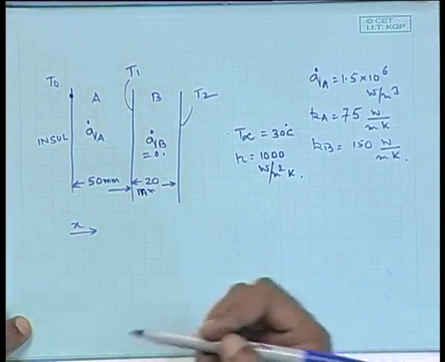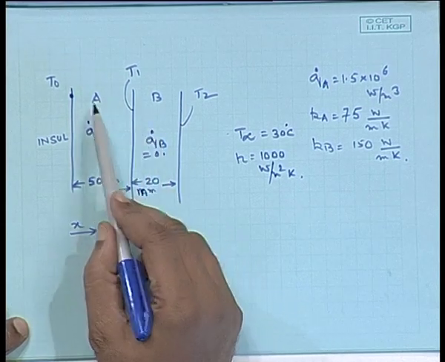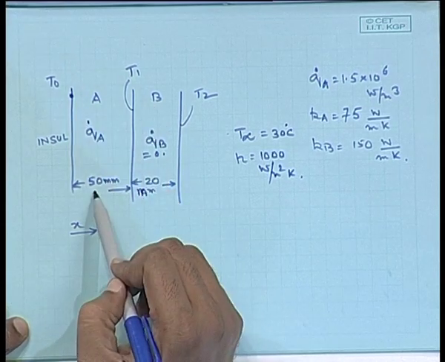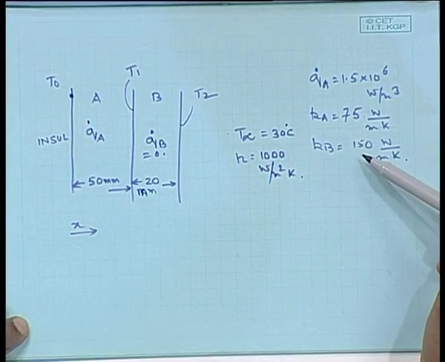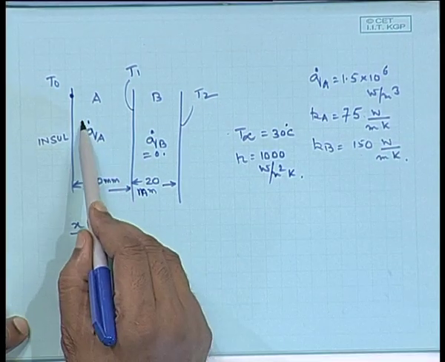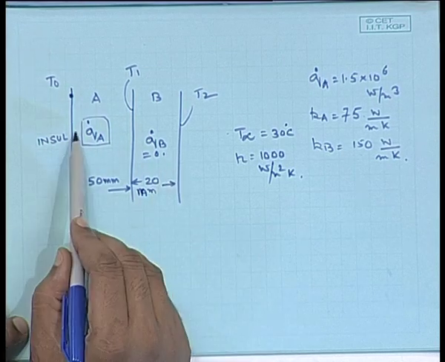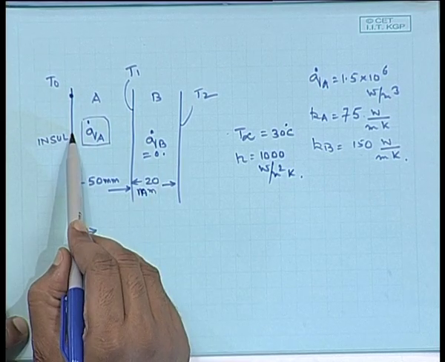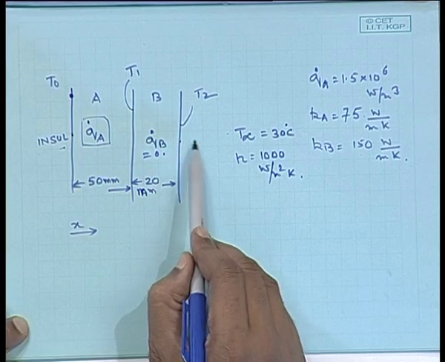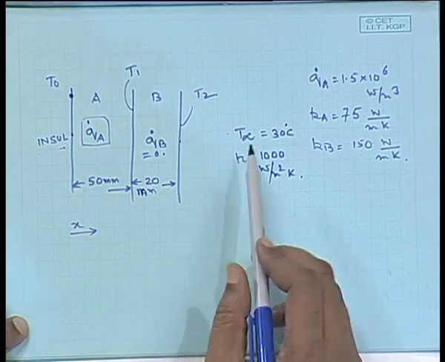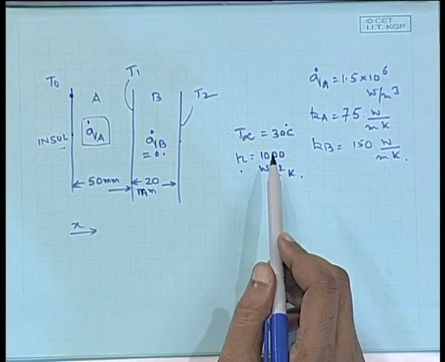So, let me explain the system one more time. Two walls attached to each other, A and B. Thickness of A, thickness of B given, K of A and K of B are also given. Heat is generated only in A, not in B. The exposed side of A is perfectly insulated. The exposed side of B is in contact with the convection environment, T infinity and h being specified.